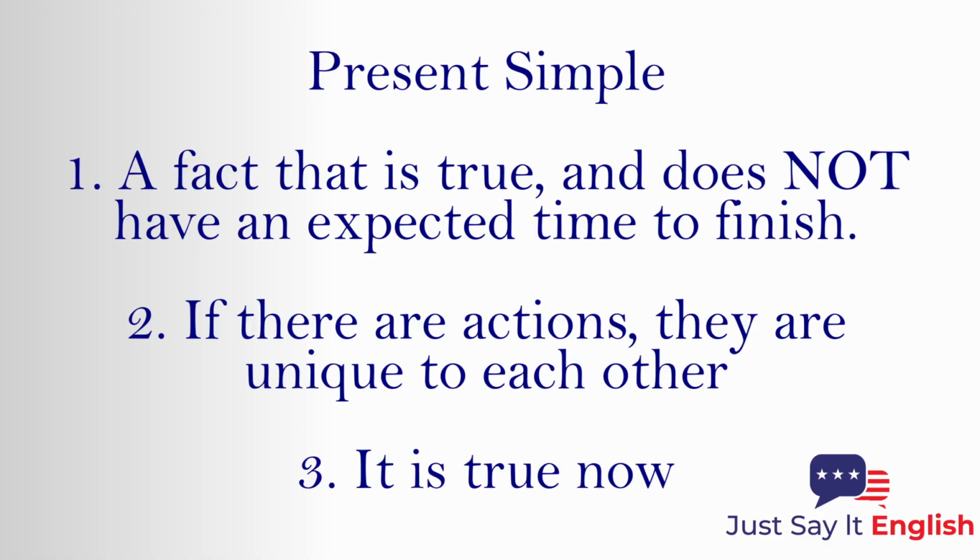And you will see a little bit of difference between present simple and present continuous, and maybe this will help you. This is the definition I have for present simple to help you understand it. Present simple is number 1, a fact that is true and does not have an expected time to finish. Number 2, if there are actions, they are unique to each other. And 3, it is true now. We talk about how each action is unique, but most important, it doesn't have an expected time to finish. Okay, let me give you the example that I had earlier about this book.